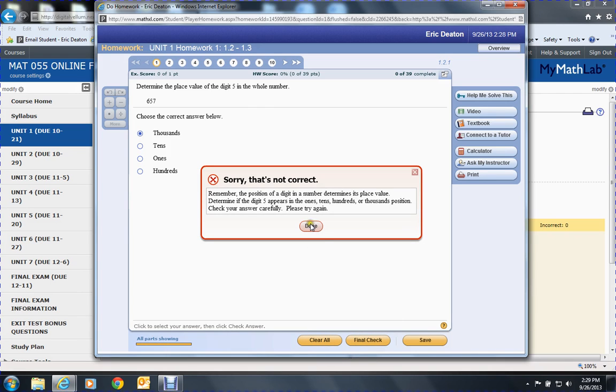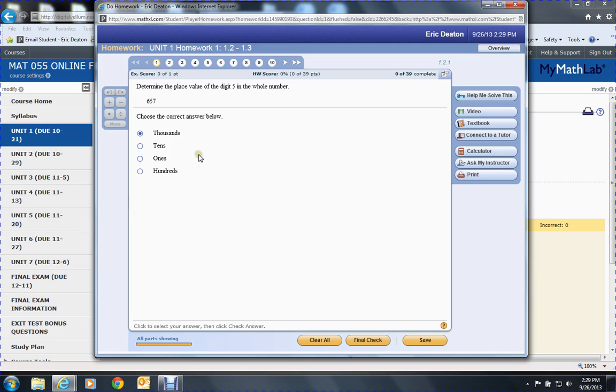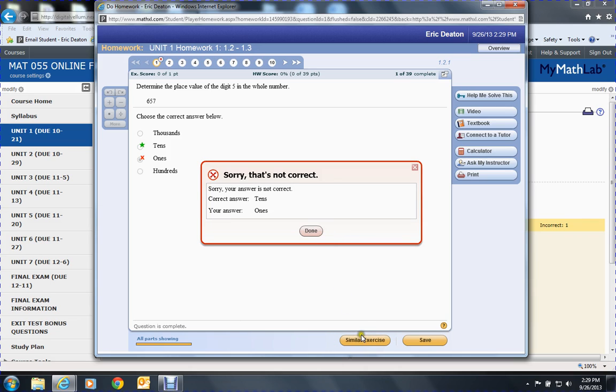Give you a little explanation. And this gives me a second attempt, so I'm going to pick ones. And this is final check. Most problems give you 3 attempts. So when it says final check and I answer it wrong, a red X pops up.